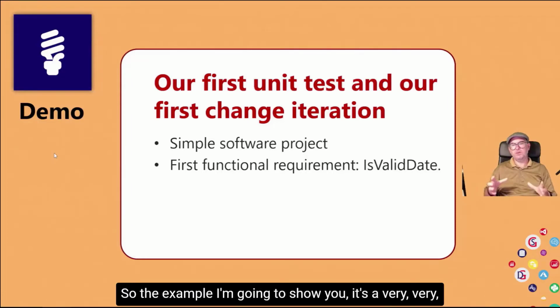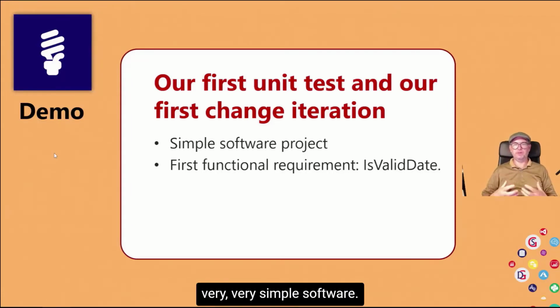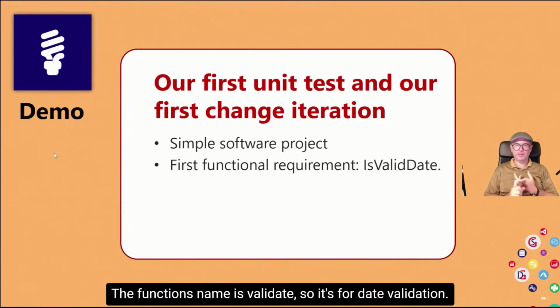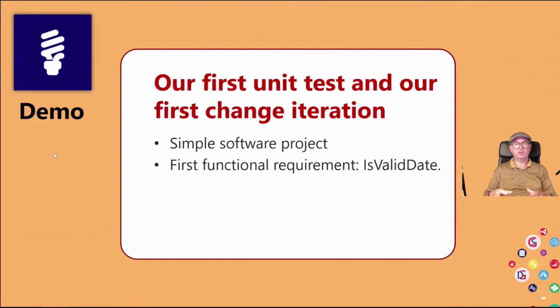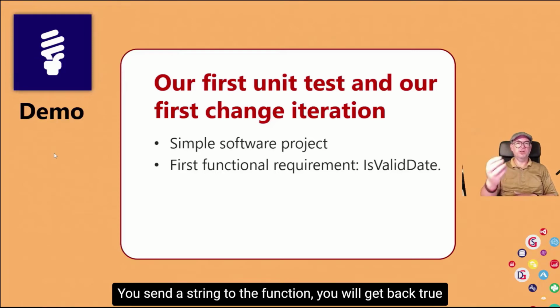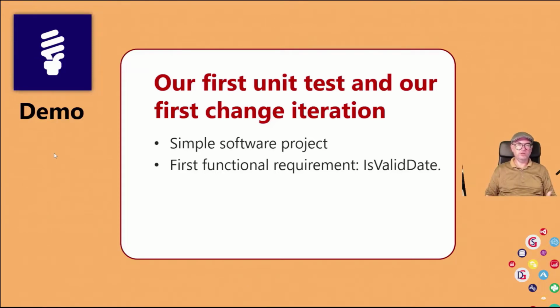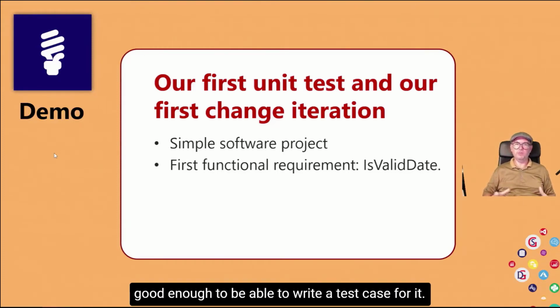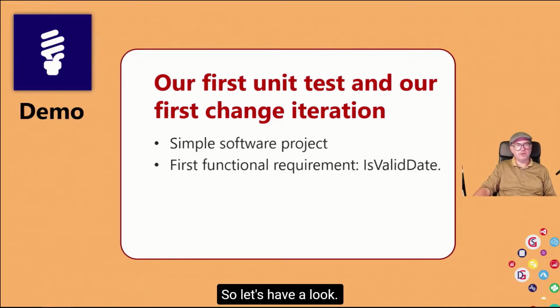So the example I'm going to show you is very, very simple software. It's not even a project. It's a hack that I threw together. It's a console application. It has one function. The function's name is isValidDate. So it's for date validation. You send a string to the function, you will get back true or false. And the requirements are very rudimentary, but they're good enough to be able to write a test case for it. So let's have a look.